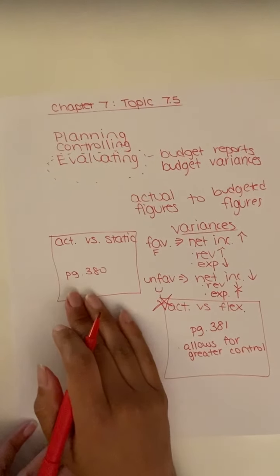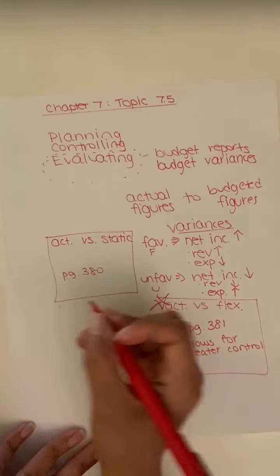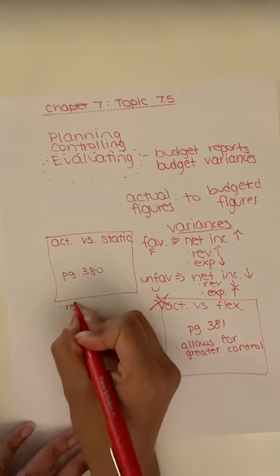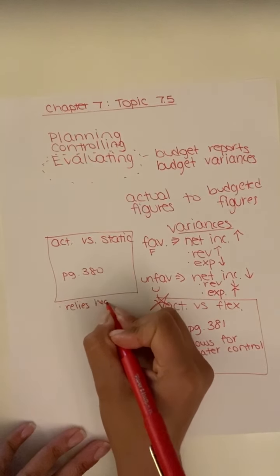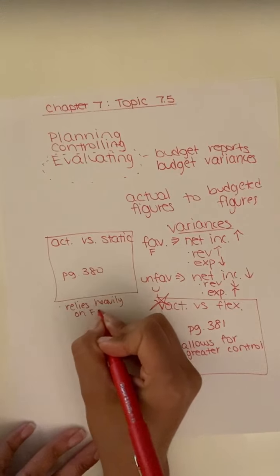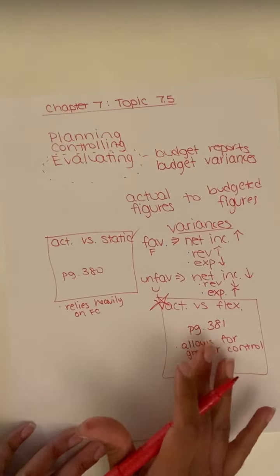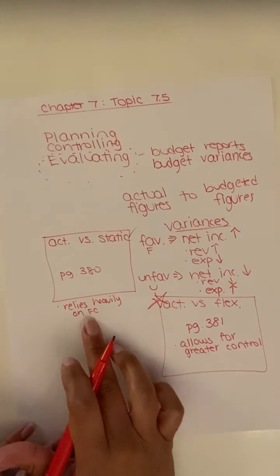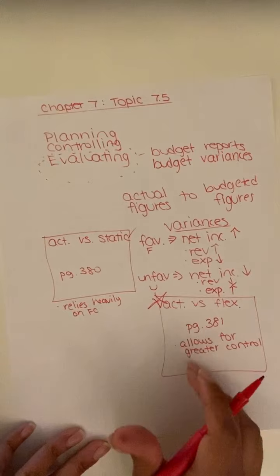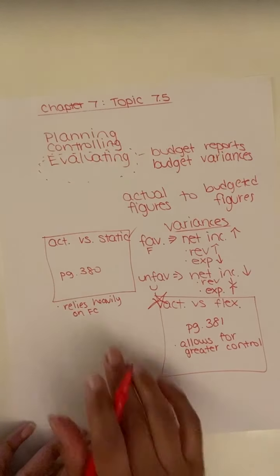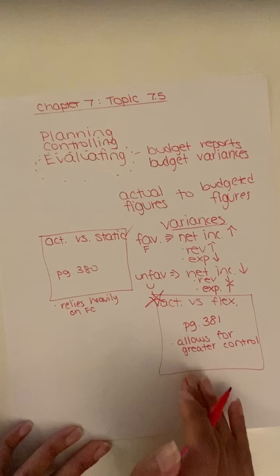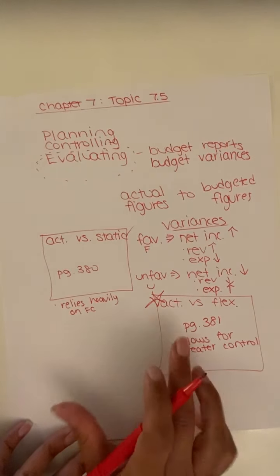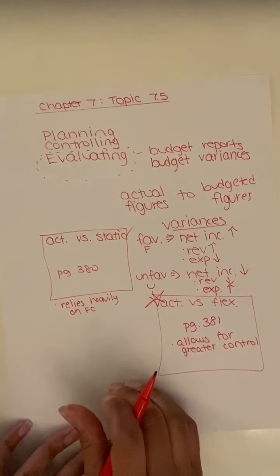Okay, not to say that this one should be completely thrown away. If you have a company where maybe their production department relies heavily on fixed costs, then sure, use a static budget. You don't have to do the extra work to do a flexible budget if the majority of your costs are fixed, because then it's not going to matter if the units vary, right? Because fixed costs shouldn't change. So sure, there is a place for this, but most companies have variable and fixed costs, so they're going to see a greater benefit from using the actual versus flexible budget report.